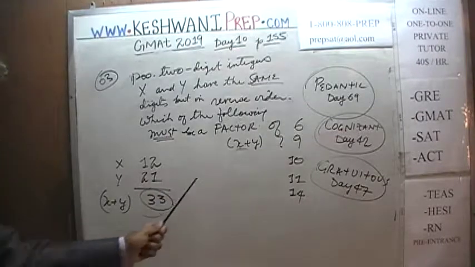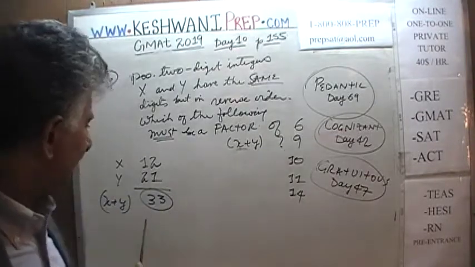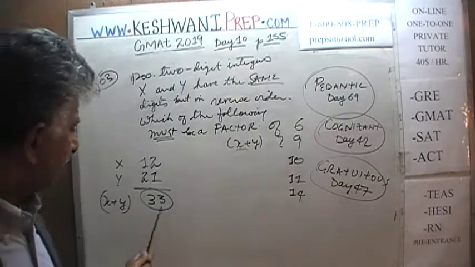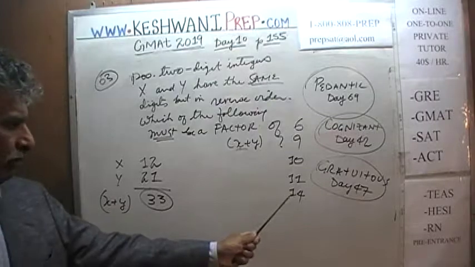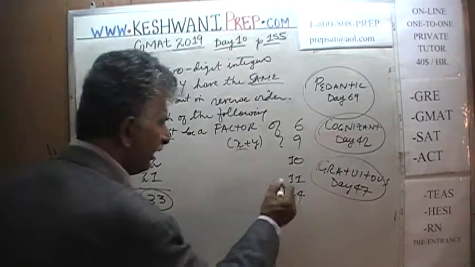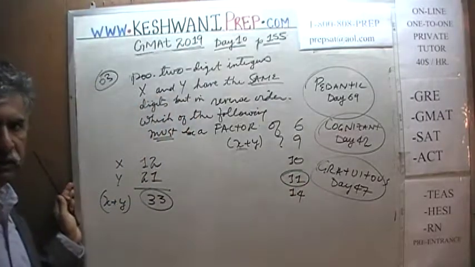Can we divide 33 evenly by 6? The answer is no. 33 will not be divisible by 9. 33 does not go evenly into 10. 33 does not go evenly into 14. 33 is a multiple of 11.